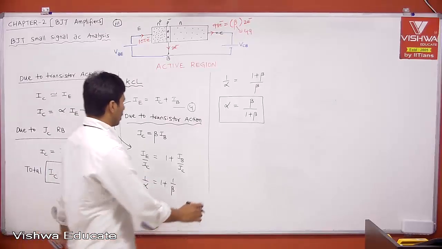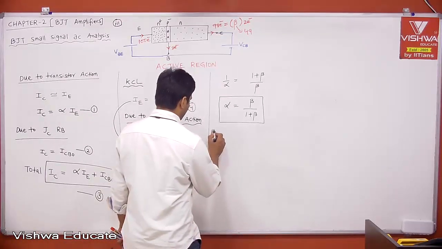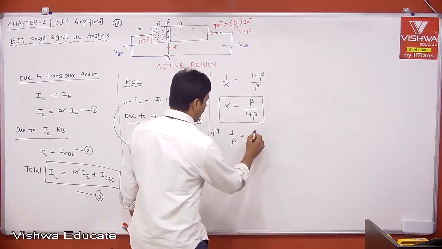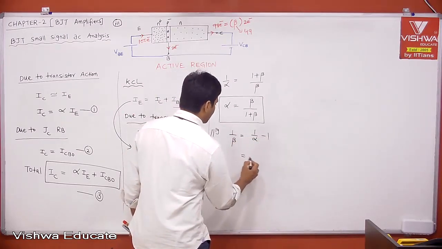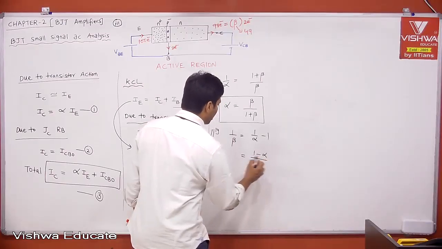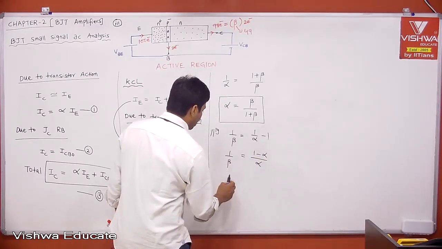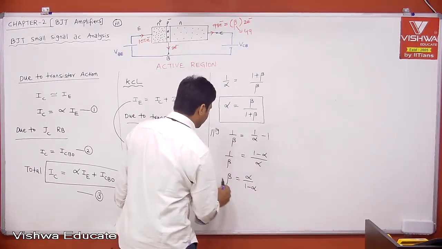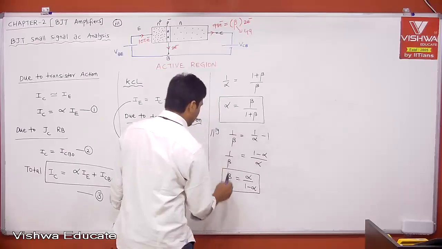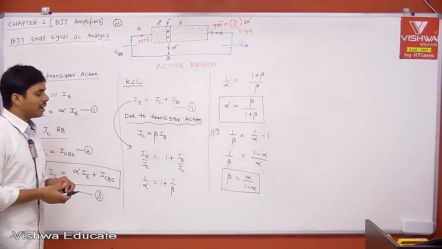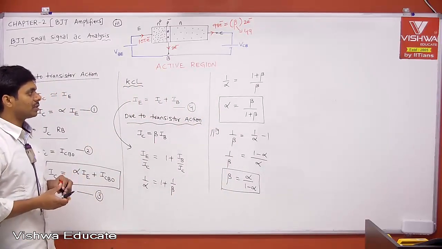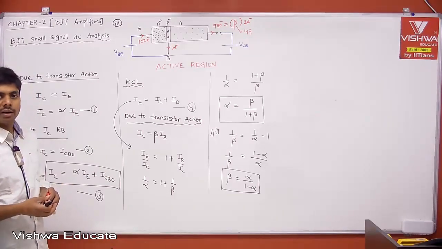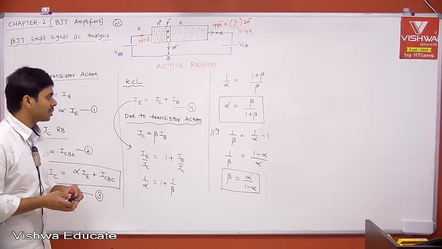Similarly, what is 1 by beta? 1 by beta is equal to 1 by alpha minus 1. Then this is simply 1 minus alpha by alpha. This is your 1 by beta. Then what is your beta? Beta is equal to alpha divided by 1 minus alpha. Therefore, we got to know the relation between alpha and beta. Alpha in terms of beta, alpha is equal to beta by 1 plus beta. And beta is equal to alpha divided by 1 minus alpha. That is due to transistor action.